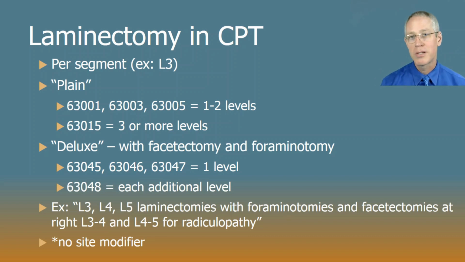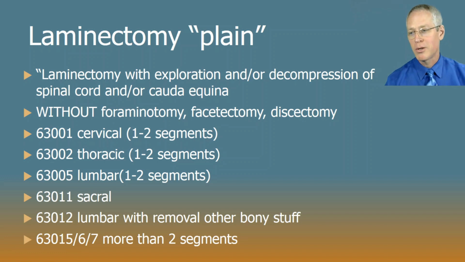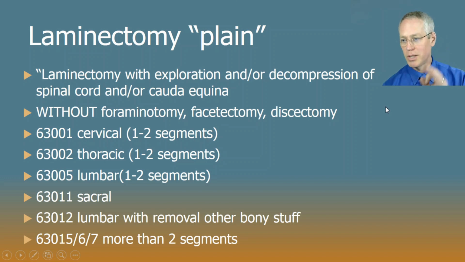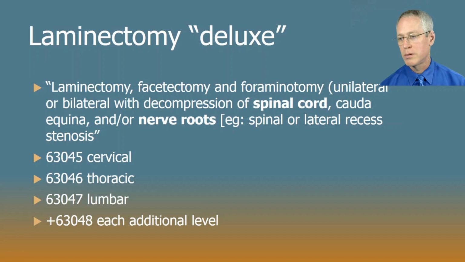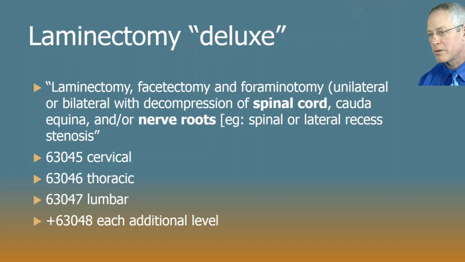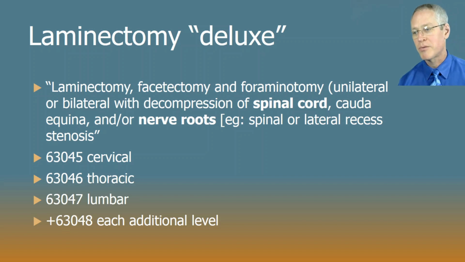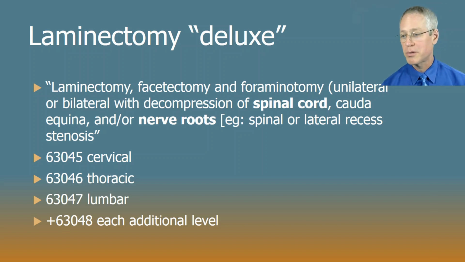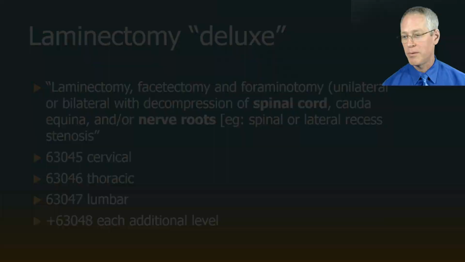That's 63047, 63048. So to expand on that a little bit more, the plain laminectomy is, again, without any decompression of the neural foramen. So an example you might see: laminectomy and exploration or decompression of the spinal cord and/or cauda equina. So that's just central compression. And here I've expanded the codes a little bit so you can see the descriptors, but I'm not going to make you read codes all day long. You can flip your book open and have a look at that. And the deluxe, the descriptor there: laminectomy, facetectomy, and foraminotomy, unilateral or bilateral, decompression of the spinal cord and/or the nerve roots. So it can be for either, but commonly for both. And there are your descriptors for each of the 3 regions and the additional level.